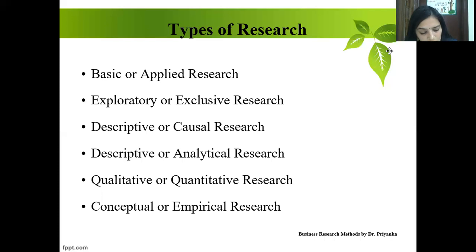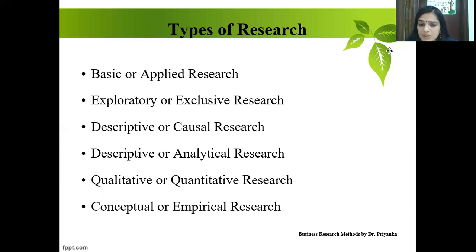Then conceptual or empirical research. Conceptual means clarification and understanding of concepts. Again, it is more or less basic or exploratory research. You'll be clarifying all the concepts you are going to read or analyze. And empirical research basically is related to numbers. Not exactly applied research, but yes, it is like that. When we talk about applied research, we say that we have a problem in hand and we are going to solve that, right?